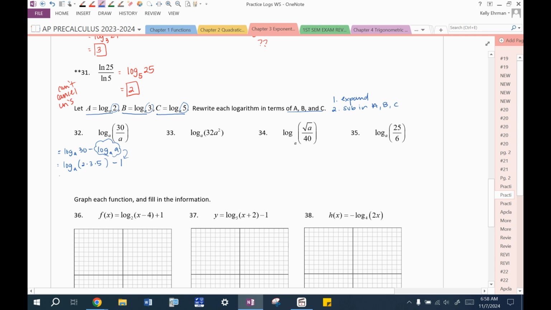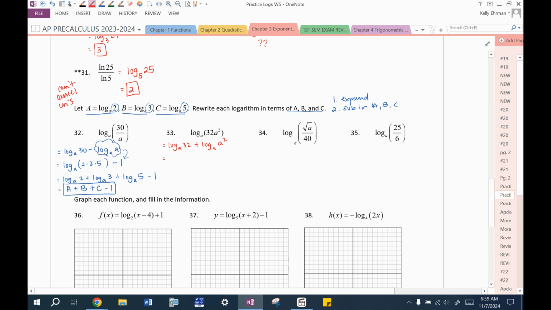Now expand this again. Log base A of 2 plus log base A of 3 plus log base A of 5 minus 1. Now sub in the letters. A plus B plus C minus 1. If you wrote your 2, 3, and 5 in a different order, it doesn't matter. You should have the sum of A, B, and C in any order and then a minus 1 on the end. Same thing here. Expand first. Log base A of 32 plus log base A of A squared.